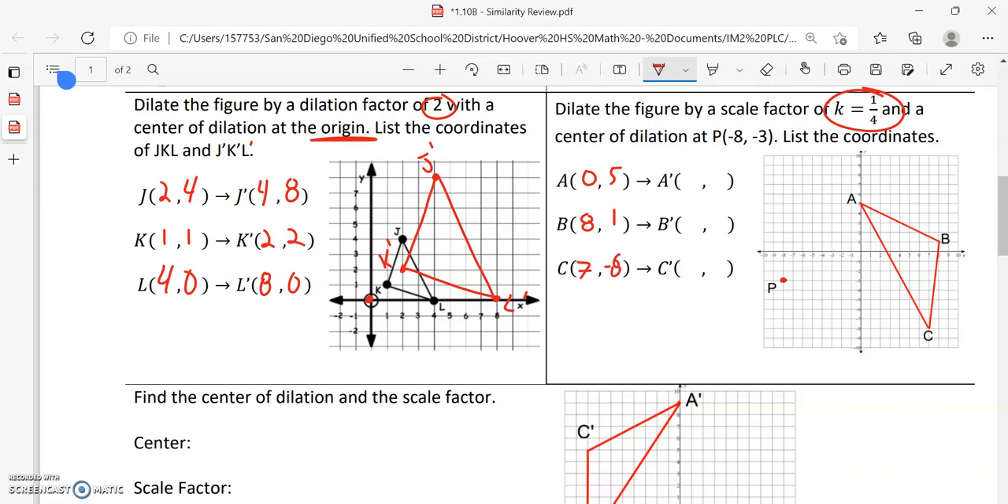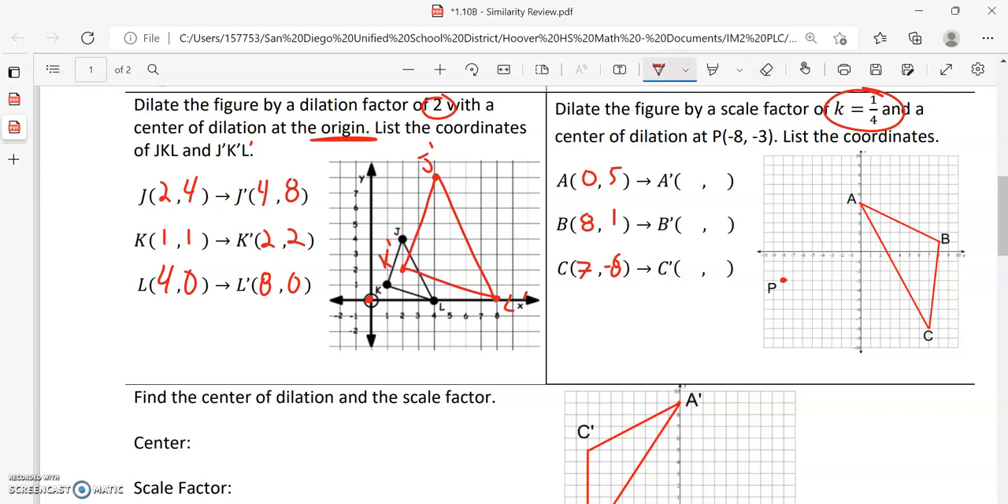Okay, we can't just multiply these numbers by 1/4. We actually have to count from P over to our coordinates. So from P to A is 8 units, and then up is also 8 units. So let me erase these. I just want to show you what I was doing.